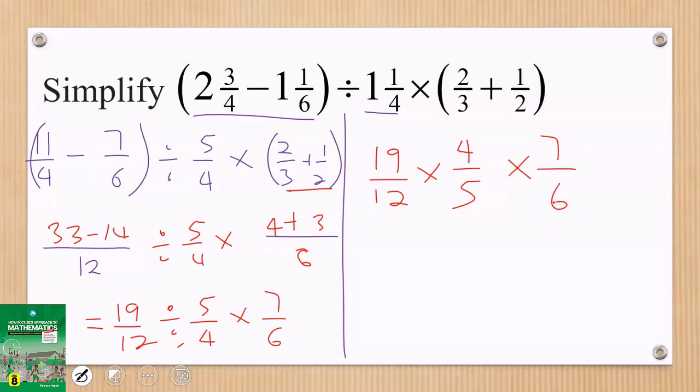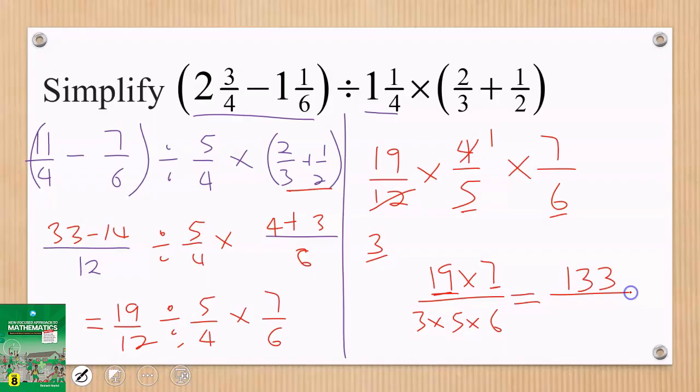Let's see if we can do simple cancellation here. I think that is possible. 4 can divide itself here 1 and 4 can divide here as 3. And you can see there wouldn't be any division again. So we can have 19 times 7 all divided by 3 times 5 times 6. So in this case, we can multiply 19 times 7 to give us 133, all divided by 3 times 5 times 6, that would be 90.